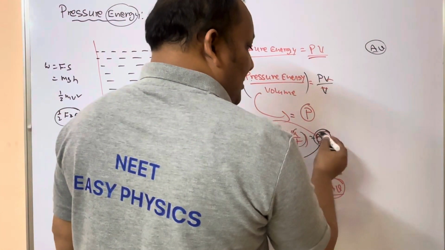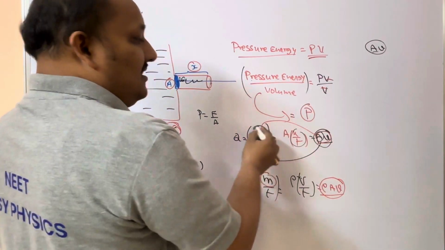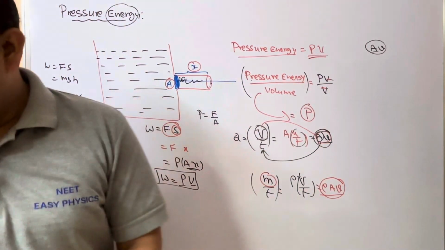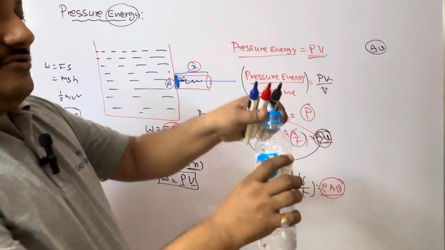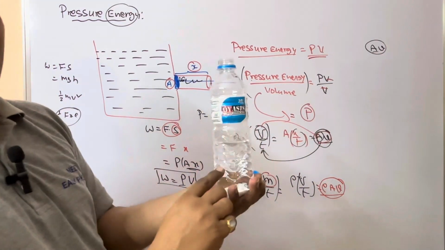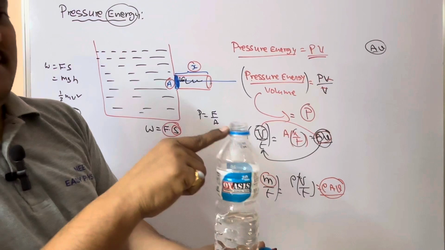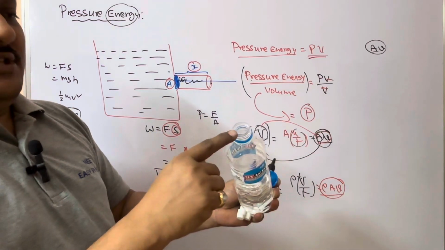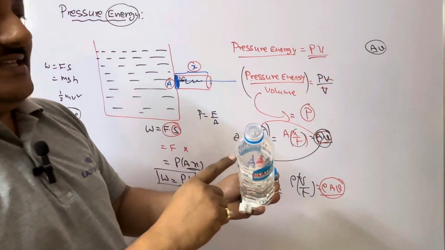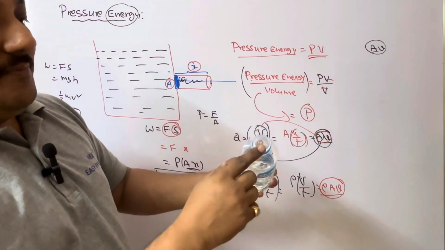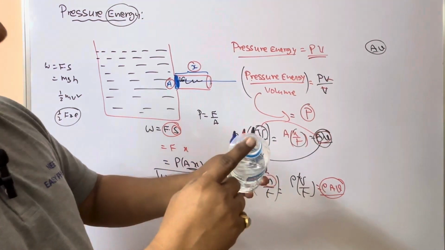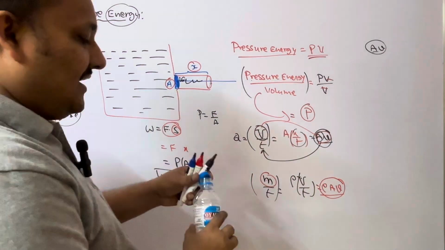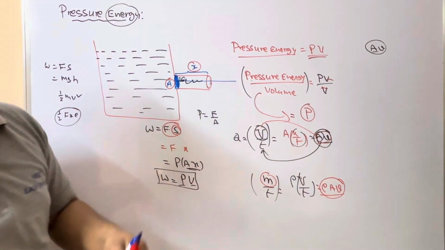So if the area of cross section is changed, the volume of liquid is going to change. Let us assume this is the water bottle. Two areas of cross section are there. The top one has less area of cross section, and this one has more. If you pour water like this, the volume coming from this area is going to be less. Therefore, it depends on the area of cross section also.